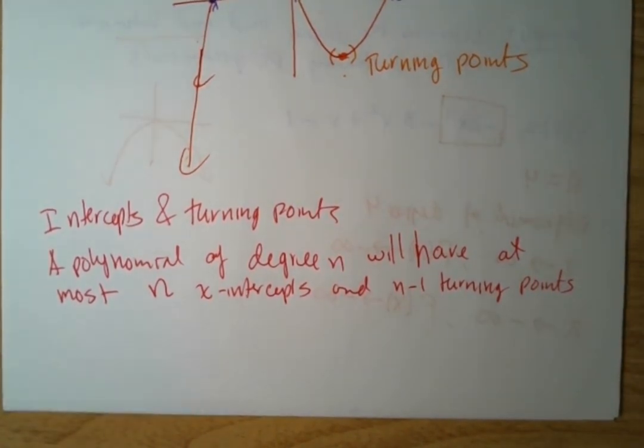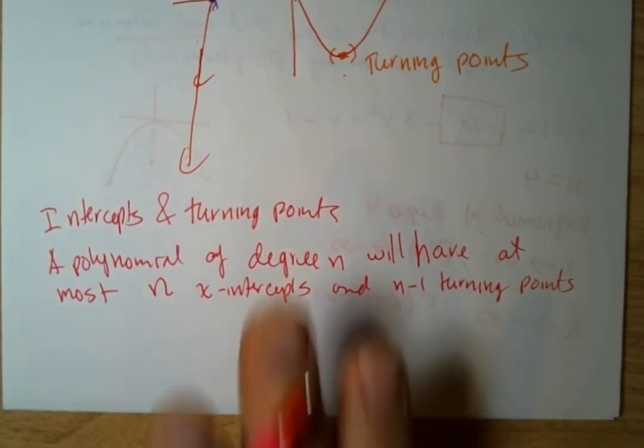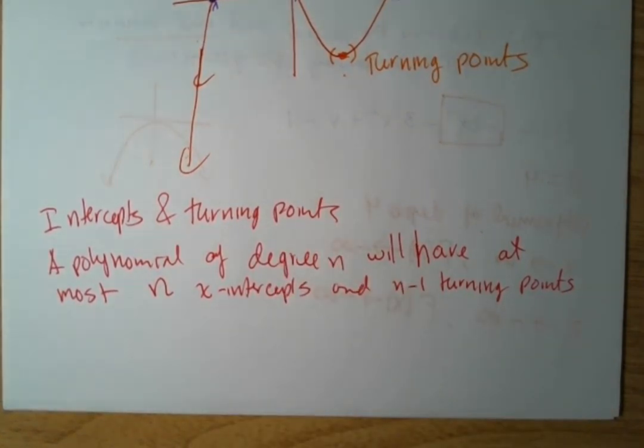Okay, so we've established now, again, be careful of this wording. We'll have at most n x-intercepts. So it can have less, actually. It really just depends on the polynomial function itself. Right? And n minus 1 turning points. But this fact is establishing that there will not be more than n.